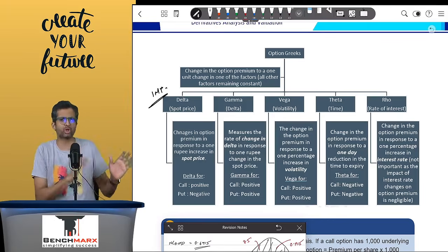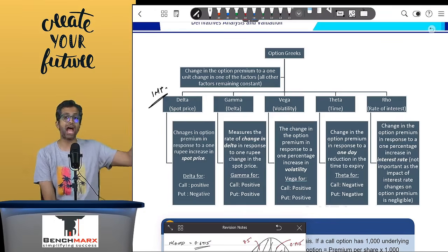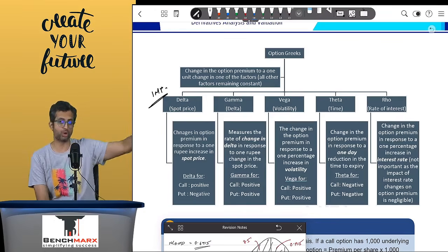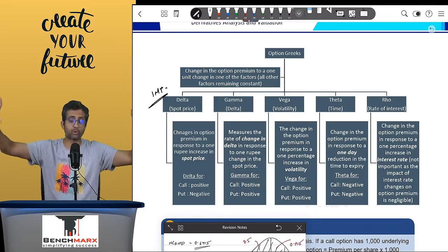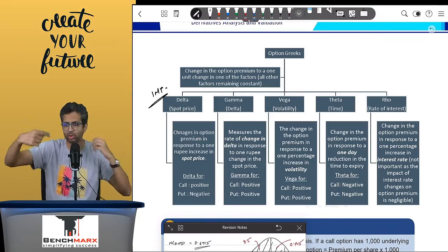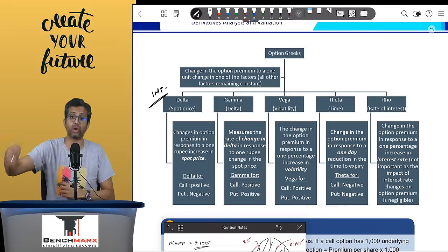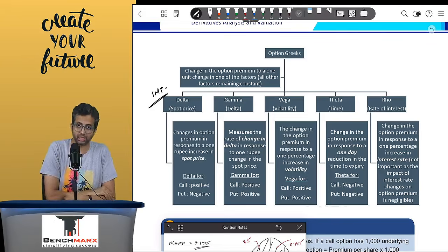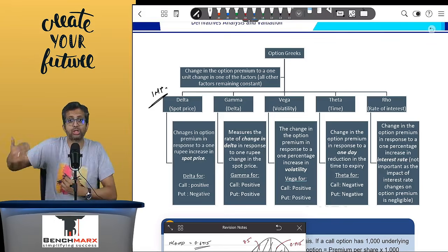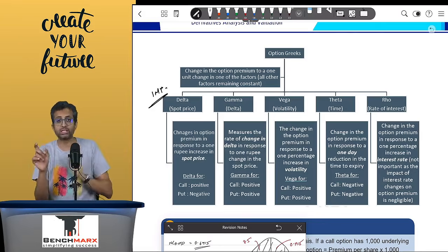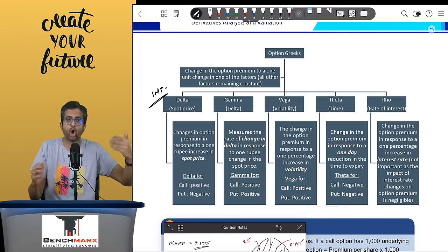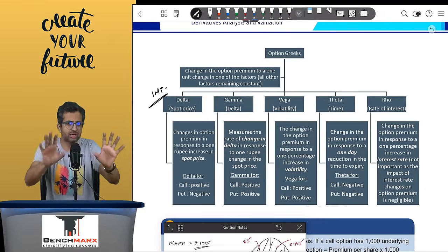Now this is a little complicated to understand, but if you have a decent understanding of bonds, you have Macaulay duration and you have convexity. What was Macaulay duration? Macaulay duration measures the responsiveness of changes in a bond's price in response to changes in interest rates. But the problem is the Macaulay duration itself can keep on changing. So convexity used to measure the rate of change of Macaulay duration. So gamma is in a way similar to that.